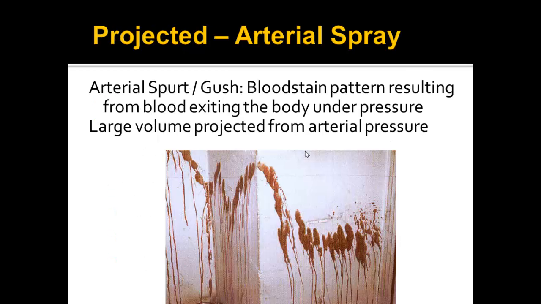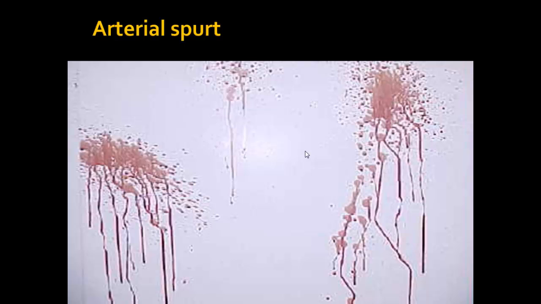The first one we'll look at here with projected is arterial spray. Sometimes it's called arterial spurt or arterial gush. This is when an artery gets cut and all that blood pressure ends up pumping the blood out. Here's some pictures.